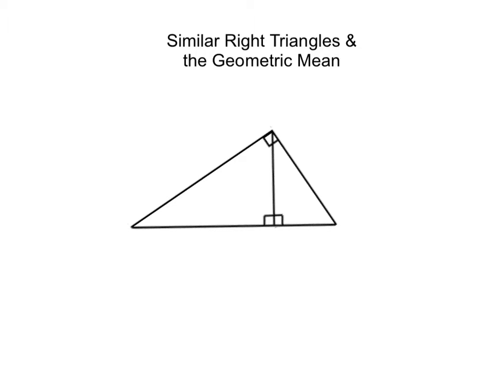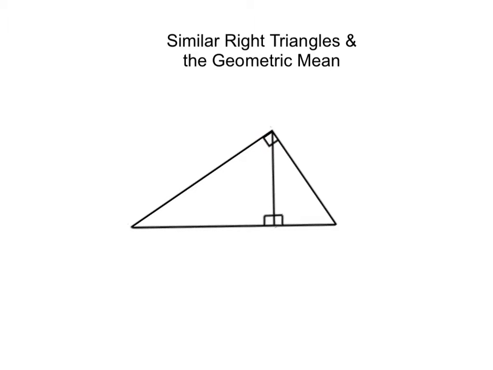Some interesting things happen when you take a right triangle, like this large one drawn here, and you drop an altitude from the right angle to the hypotenuse. And what results are two more triangles. We have a tiny one here on the right, and we have a medium-sized one here on the left. And those three triangles are all similar to one another. In other words, all their angles match up.